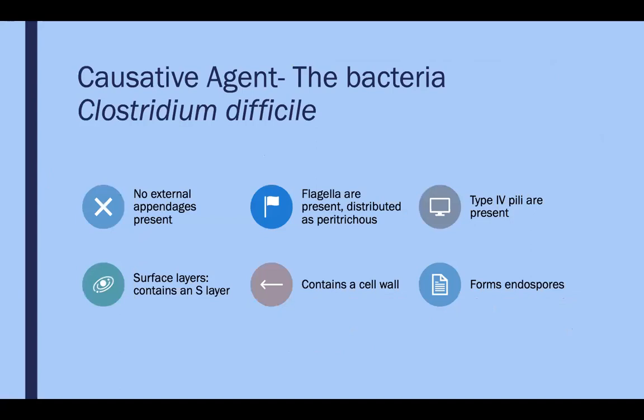More on the causative agent. There are no external appendages in Clostridium difficile. Flagella are present and distributed as peritrichous. Type 4 pili are present. Surface layers, it does have them. It contains an S layer, also contains a cell wall, and it does form endospores.